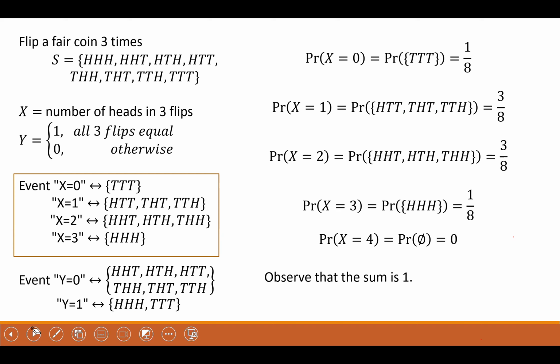And if I sum them all up, 1/8 plus 3/8 plus 3/8 plus 1/8, I get 8/8, which is 1. So every single outcome must be mapped to a value for a random variable. And if I look at all the non-empty events defined by the values of those random variables, the probabilities should all sum to 1, right? It completely describes the sample space.